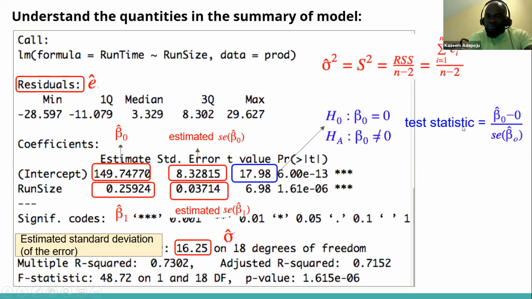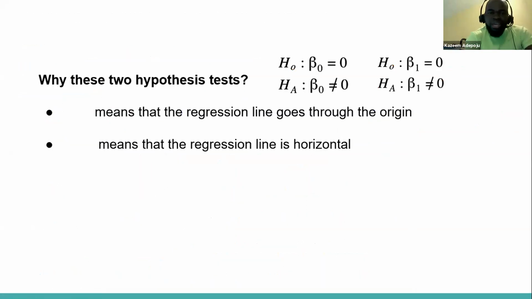The test statistic for beta 1 is going to be beta 1 cap minus 0 divided by the standard error of beta 1. So it's going to be this divided by this, and that will actually give you this. And you can use this to take a decision regarding that. Like I said, if you want to carry out hypothesis tests on the significance of beta naught and beta 1, you need to first specify your hypothesis formulation.